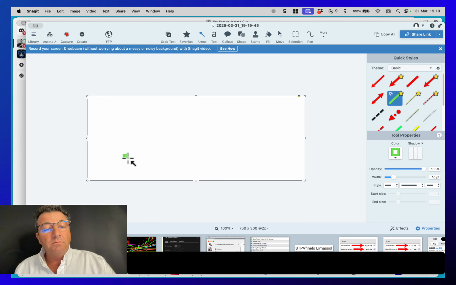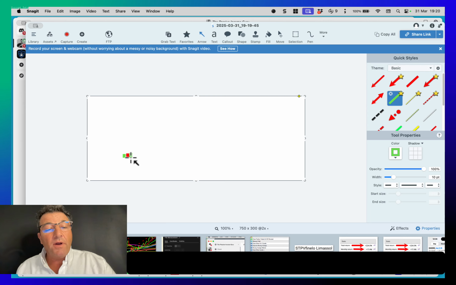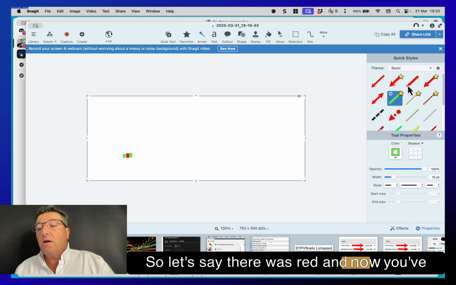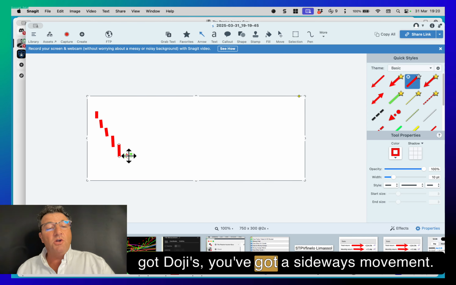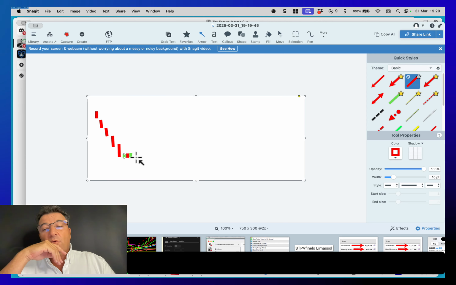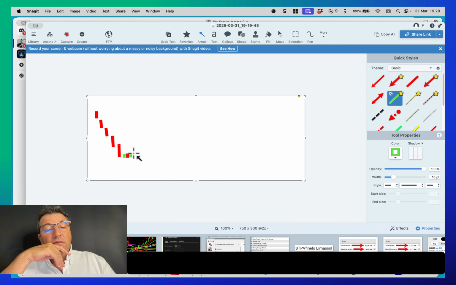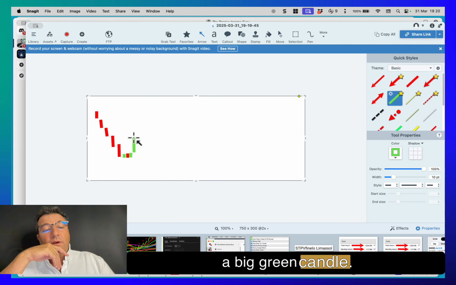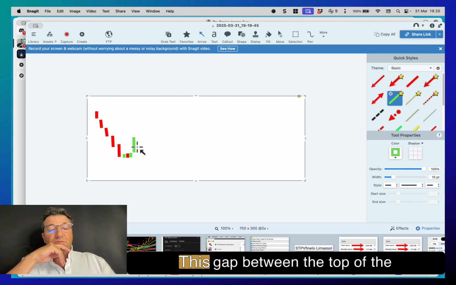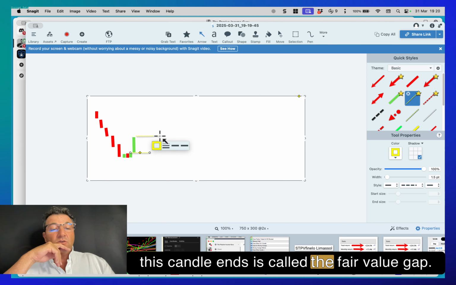Doji. Then we have another doji. There's indecision in the market, right? So let's say there was red, okay? And now you've got dojis, you've got a sideways movement. So now the market is going sideways. Now what happens is that there is a big green candle. This gap between the top of that candle to where this candle ends is called the fair value gap.